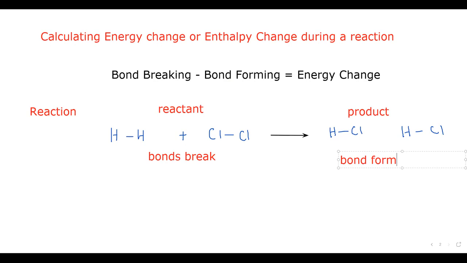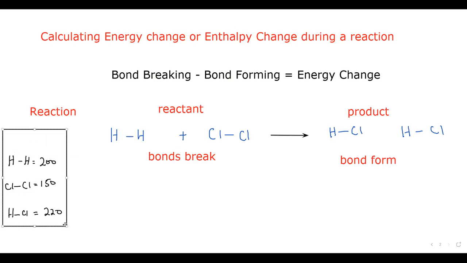In the exam, you don't have to memorize these values. The values for the bonds will always be given to you. I'm just taking random numbers here, but the specific values will be given. For example, hydrogen and hydrogen, the energy of the bond is 200. Chlorine and chlorine, the energy of the bond is 150. And hydrogen and chlorine, the energy of the bond is, for example, 220. These values will be given in the exam.